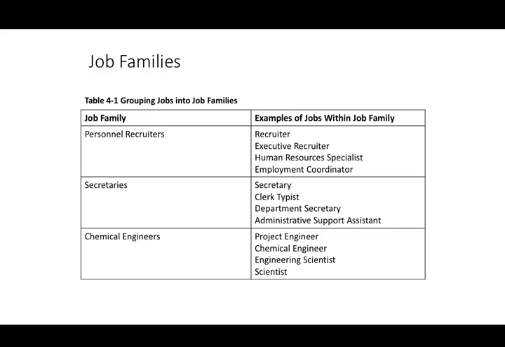So all of these positions, if they happen to be in a company, will all be grouped together in the job family of personnel recruiters because they all represent different types of recruiting jobs. Same thing with secretaries. You've got secretary, clerk typist, department secretary, administrative support assistant, whatever the titles are, they're grouped together and they all fall under the category of secretaries. And as you can see, the same thing with chemical engineers. You can have anyone from a project engineer down to a basic scientist, all under the category of chemical engineers.